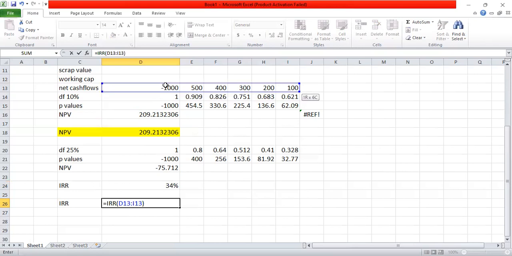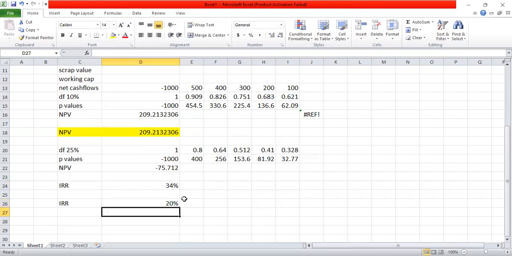Close the bracket. It is giving you the 20% value, which is the more authentic answer, guys. The previous answer which you have calculated, that is a wrong answer. And why was that answer wrong, guys?